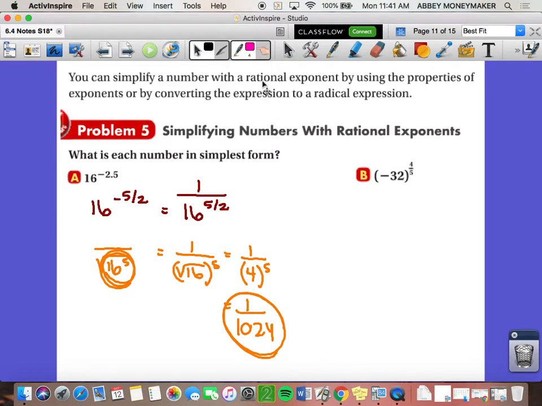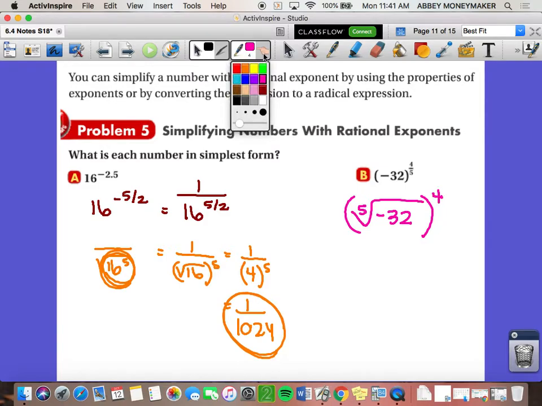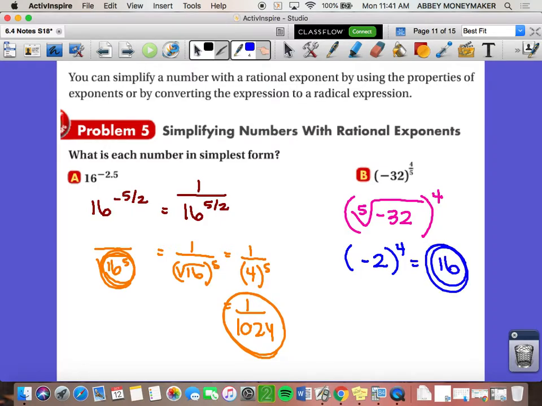Same thing on this next one here. We have negative 32 to the 4/5 power. So let's rewrite that as the 5th root of negative 32, and then we're going to raise that to the 4th power. Again, I don't want to put the 4 underneath there because I have no idea what 32 to the 4th power is, especially on a non-calc question. The 5th root of negative 32, you can type that in your calculator, but you should remember that that would give me negative 2. Negative 2 to the 4th power would give me a positive 16.